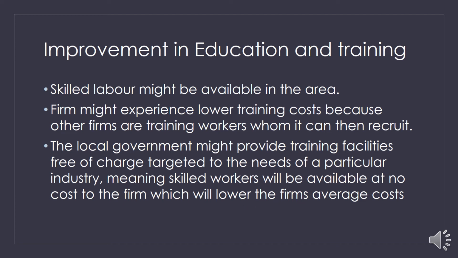So because of this education and training, what will happen? The company or the industry will get cheap labor without any additional cost. So what will happen? That particular industry's average cost curve will shift down. Shifted down. Okay, cost will reduce, so it will be shifted down.